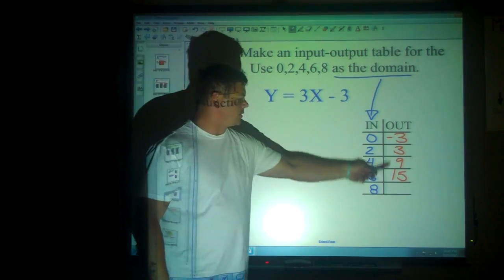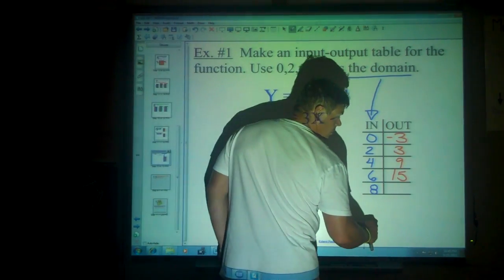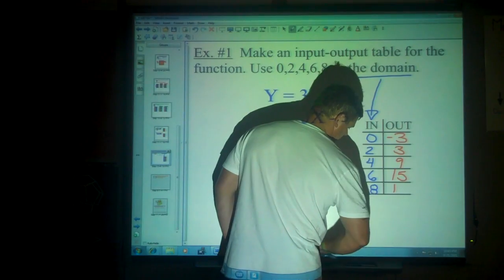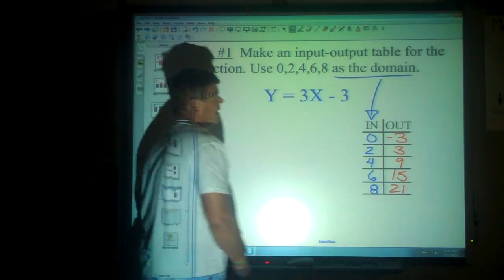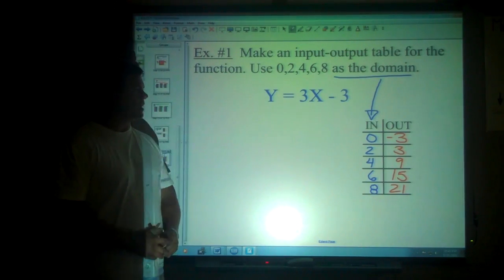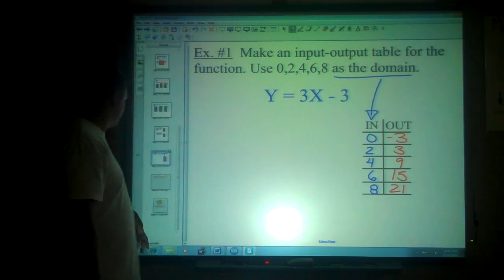So there's definitely a pattern taking place. Plug 8 in. 3 times 8, 24. 24 minus 3, 21. That's how you would make your input-output table. Don't try to stick all these numbers in at once. Plug them in one at a time.